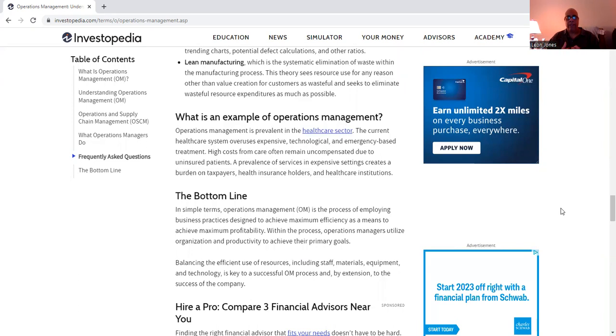It's very prevalent, and the current healthcare system overuses expensive technological and emergency-based treatment. High costs from care often remain uncompensated due to uninsured patients. So a prevalence of services in expensive settings creates a burden on taxpayers, health insurance holders, and healthcare institutions.